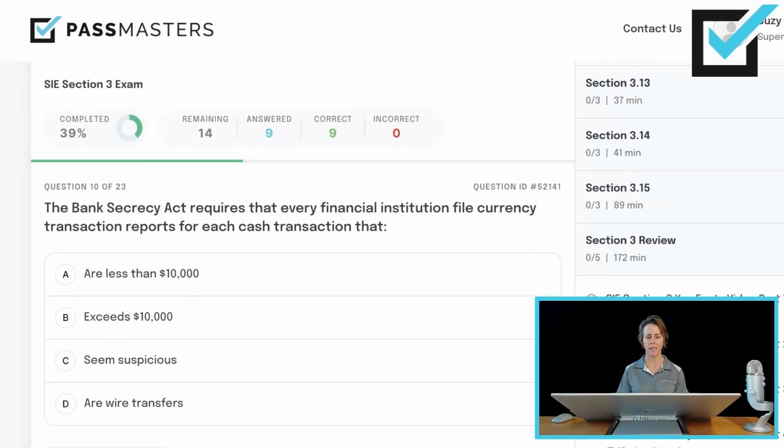The Bank Secrecy Act requires that every financial institution file currency transaction reports for each cash transaction that are less than 10,000, exceeds 10,000, seem suspicious, or are wire transfers. Currency transaction reports are required for each cash transaction that exceeds $10,000.